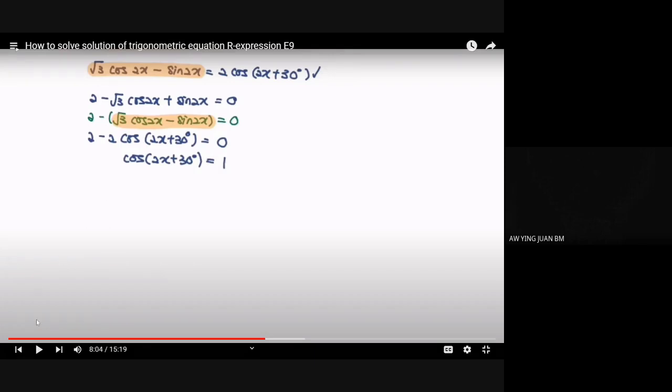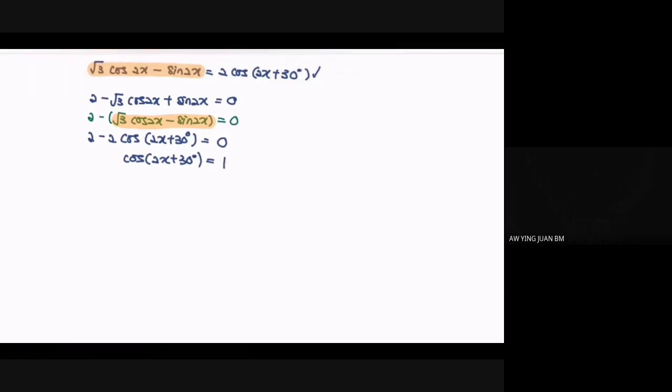So continue. How many steps are there? We have 5 steps. Now I'm going to find the value of x. Step number 1, observe the situation. For this case, cos is positive. So it will be the first quadrant and the fourth quadrant. Now the basic angle for cos bracket 2x plus 30 degree equals 1 is 2x plus 30 equals 0 degree, where we have the basic angle.